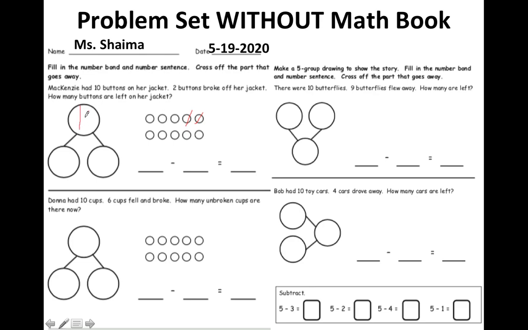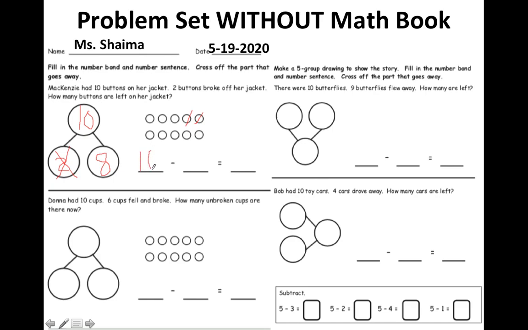Let's do the number bond. I started off with 10 and 2 of the buttons broke. So I'm going to put 2 that broke. And I'm going to cross it off to show that they're broken and they went away. And then I'm left with 8 good buttons. So I'm going to write 8. So now let's do our number sentence.